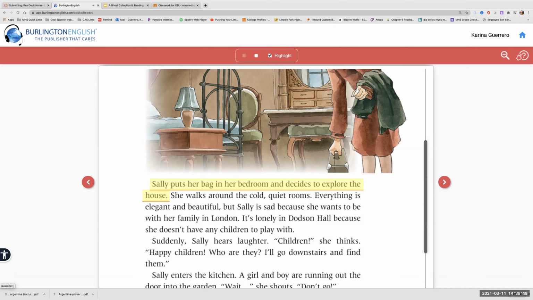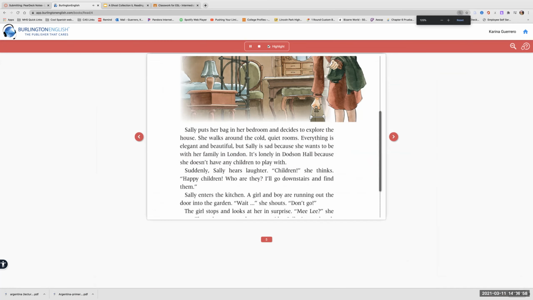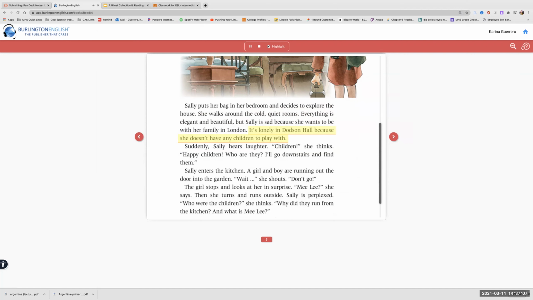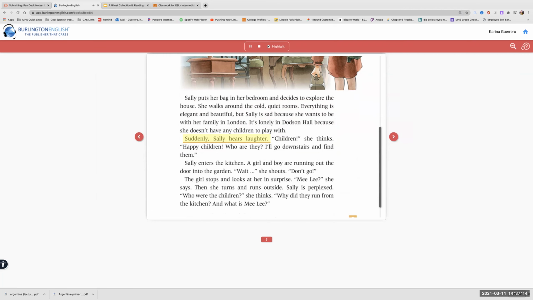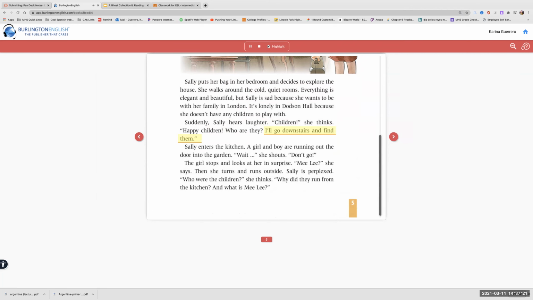Sally puts her bag in her bedroom and decides to explore the house. She walks around the cold, quiet rooms. Everything is elegant and beautiful. But Sally is sad because she wants to be with her family in London. It's lonely in Dodson Hall because she doesn't have any children to play with. Suddenly, Sally hears laughter. Children, she thinks. Happy children. Who are they? I'll go downstairs and find them.